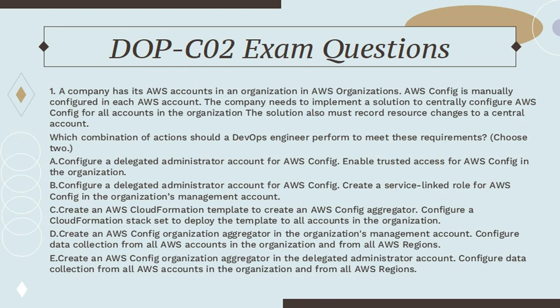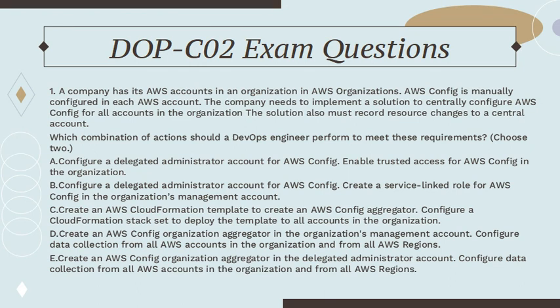1. A company has its AWS accounts in an organization in AWS Organizations. AWS Config is manually configured in each AWS account. The company needs to implement a solution to centrally configure AWS Config for all accounts in the organization. The solution also must record resource changes to a central account. Which combination of actions should a DevOps engineer perform to meet these requirements?